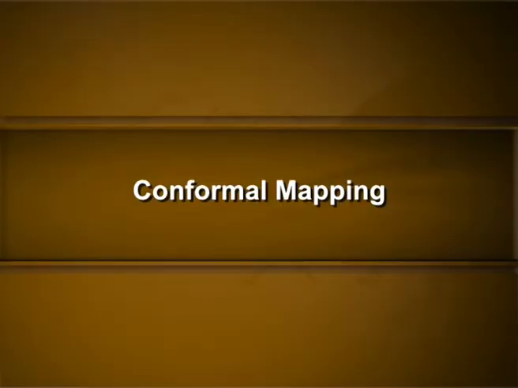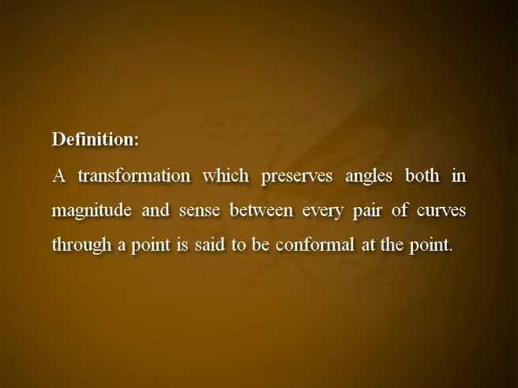Conformal mapping. Suppose two curves C1 and C2 in the z plane intersect at the point P and the corresponding curves C1', C2' in the w plane intersect at P' under the transformation w = f(z). If the angle of intersection of the curves at P' is the same as that at P, both in magnitude and sense, then the transformation is said to be conformal at P. Definition: a transformation which preserves angles both in magnitude and sense between every pair of curves through a point is said to be conformal at the point.